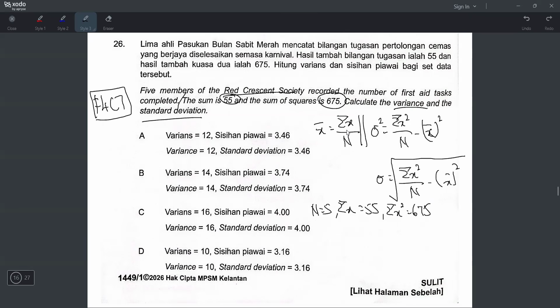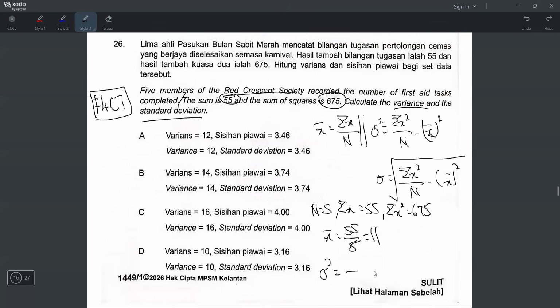Okay, let's calculate mean first. But sir, they never ask for mean. Hey, hello, if you want to find variance, you need the mean first lah. Without the mean, how you want to find variance? So let's find the mean first. So the formula is this one divided by this one. So basically just masukkan saja lah. You get 11 lah.